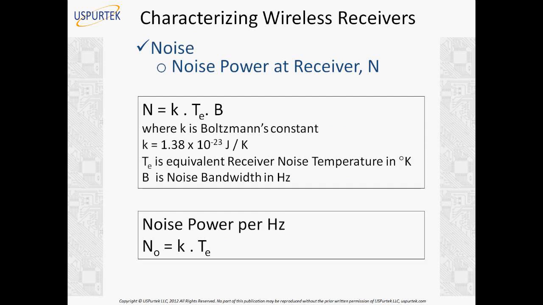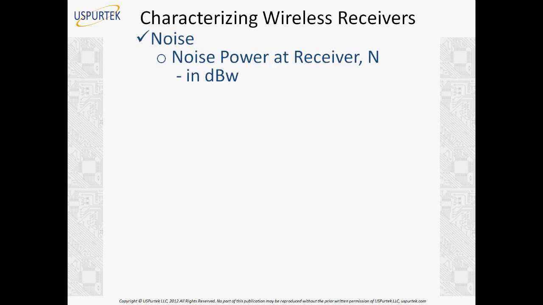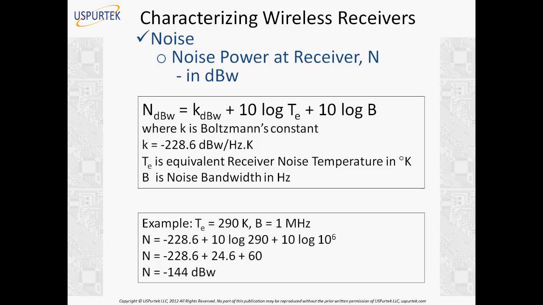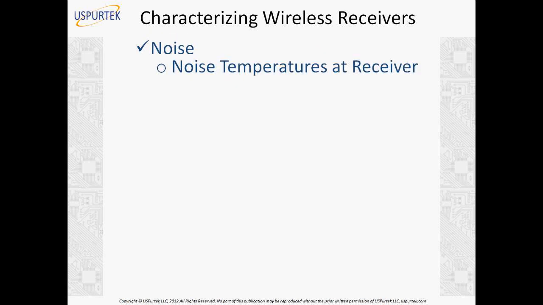So we'll quickly go through these slides. The noise power is given by this very basic formula. The Boltzmann's constant comes into play here. We have the equivalent receiver noise temperature and the noise bandwidth. In terms of dB, for our calculations, we have used this formula with an example here, which is minus 144 dBW at an equivalent noise temperature of 290 K and a bandwidth of 1 megahertz. The same criteria we can apply to any receiver for any bandwidth.